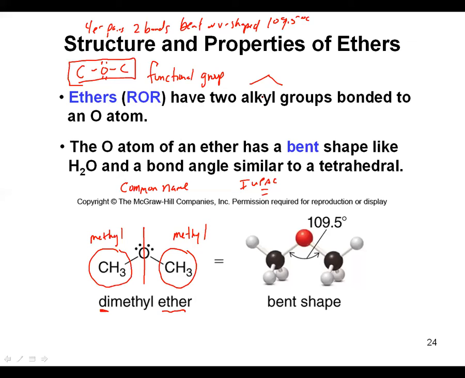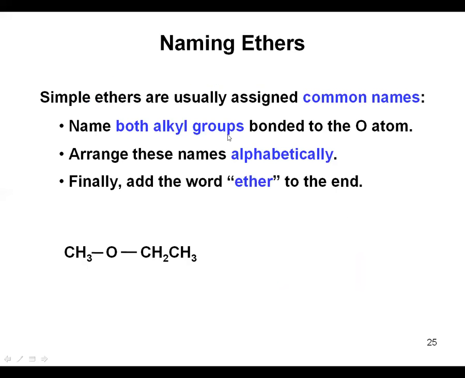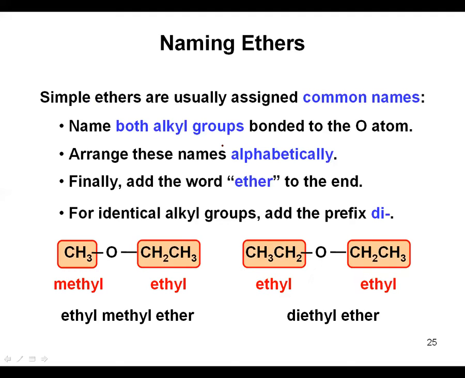So let's take a look at these names here. If we look at our ether over here, we recognize it as an ether. We have a carbon, oxygen, carbon situation. So we simply go to the oxygen. To the right-hand side, we have an ethyl group. To the left-hand side, we have a methyl group. Alphabetically, ethyl comes first. So this would be ethyl methyl, and then again, you simply put ether at the end of it. Same thing if we come over here.